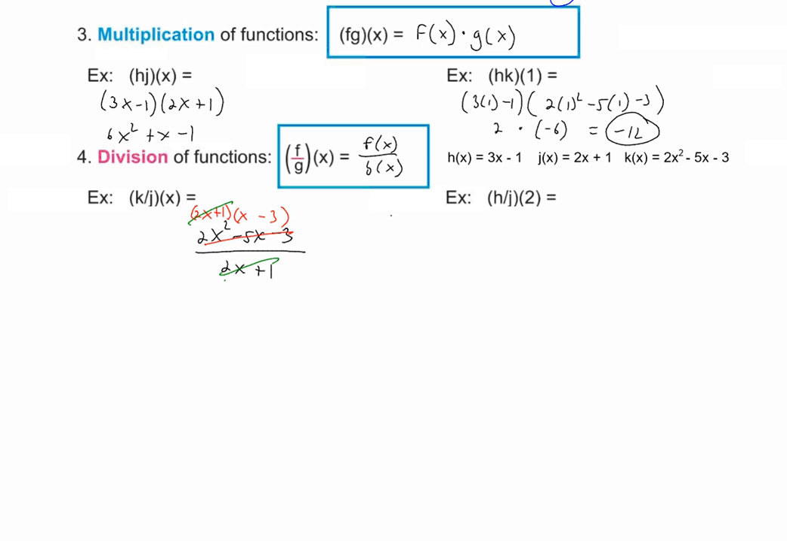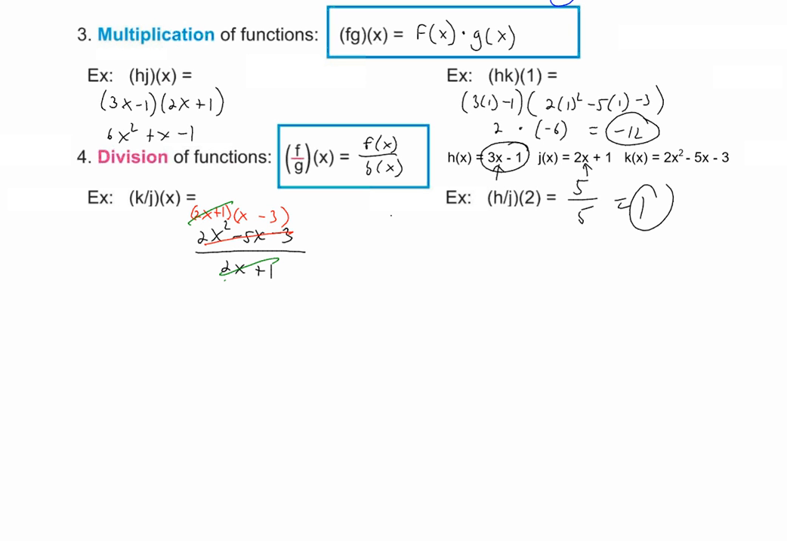Again, in the second example, we're going to be able to put in the numbers because we have an input of 2. So what is our h function? 2 times 3 is 6, right? I'm looking right here. I'm putting 2 in for the x. 2 times 3 is 6. 6 minus 1 is 5. Top's a 5. What's our j? 2 times 2 is 4. 4 and 1 is 5. Bottom's a 5. What's the value of that? 1, right? When you divide the h output by the j output for an input of 2, you get 1.